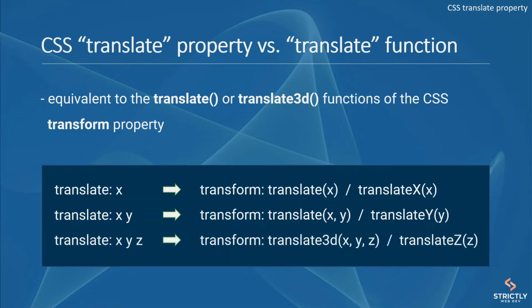And now let's look at the last one, the translate X, Y, Z. So this is when you have a value for each of the coordinates: horizontal, vertical, and also the depth. This is equivalent to the transform translate3d X, Y, Z, or to translateZ. So again, translateZ only gives us the ability to specify the depth of our element.